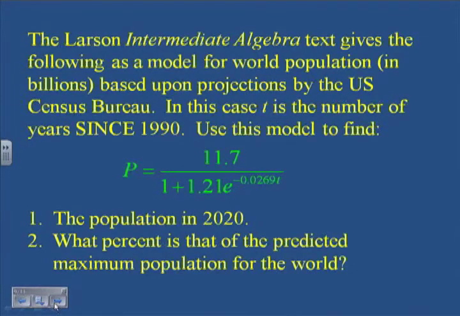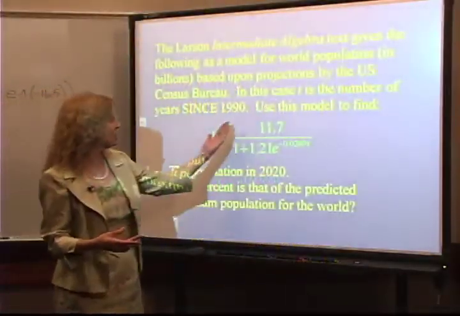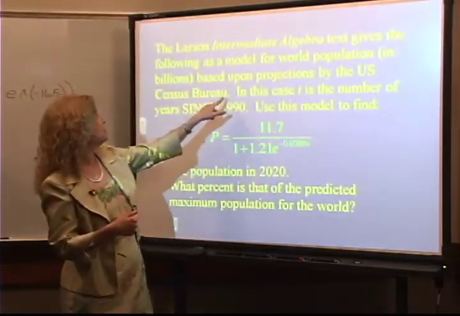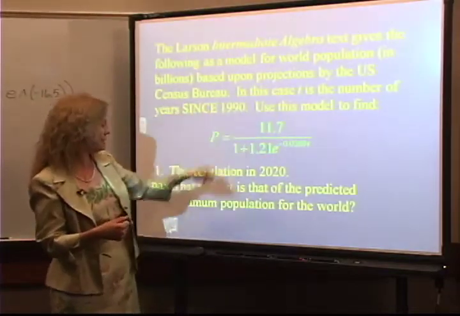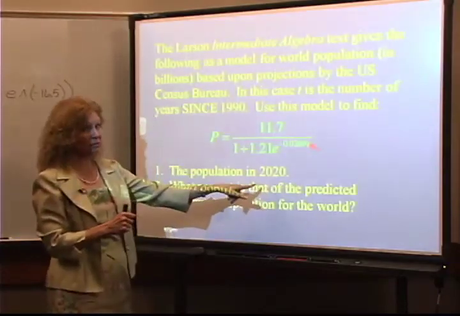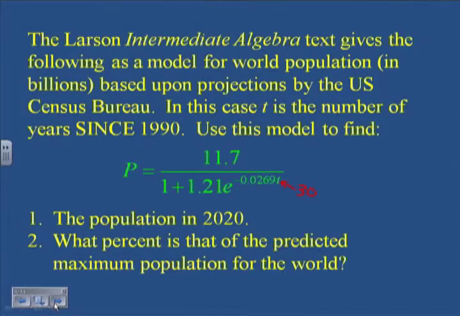Now, if you're going to use this model to find the population in 2020, what are you going to do? Well, you'll notice that essentially everything's in there except the t, and the t is number of years since 1990. So you're going to put, let's see here, to get to 2020, what, 30 years? 30 years. And when you run those calculations, we get 7.6 billion people. Should be around in 2020.